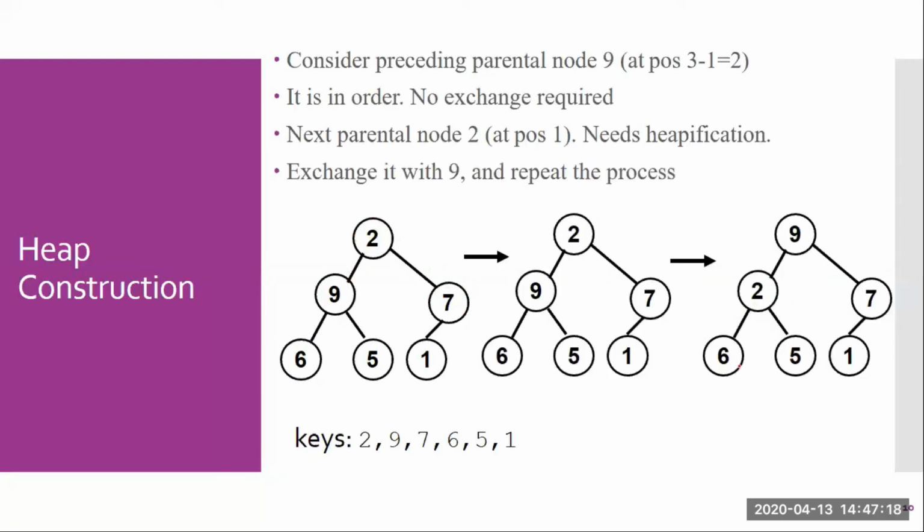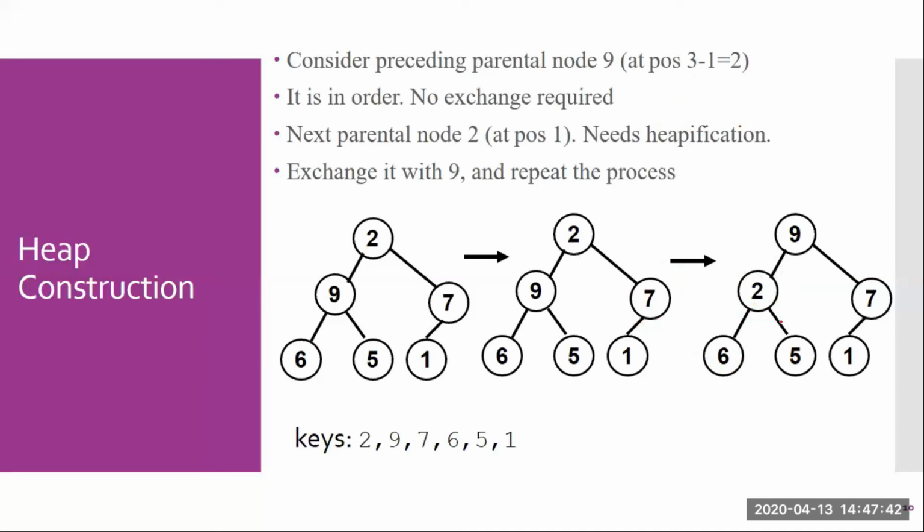Okay, so when I'm checking for 9, 9 is at position 2, and I find that both these nodes are less than 9, so I don't have to break my head. No exchange is required. Next parental node is 2, which is at the first position. This needs heapification because 2 is less than 9, 2 is also less than 7.